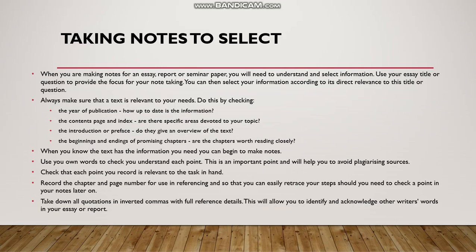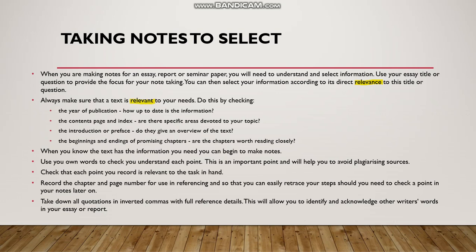Now, when you are making notes for an essay, report, or seminar paper, you will need to understand and select information. Use your essay title or the question to provide the focus for your note-taking. So our passage is entitled Early Advertising, so we should focus on the related keywords about advertising alone. You can then select your information according to its relevance and importance to this article or question. Always make sure that the text is relevant to your needs.